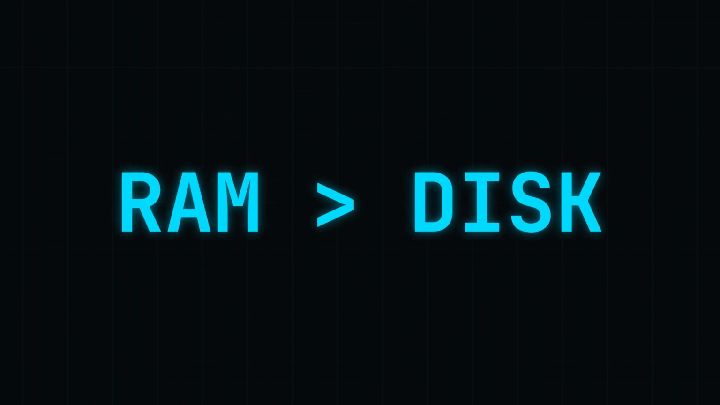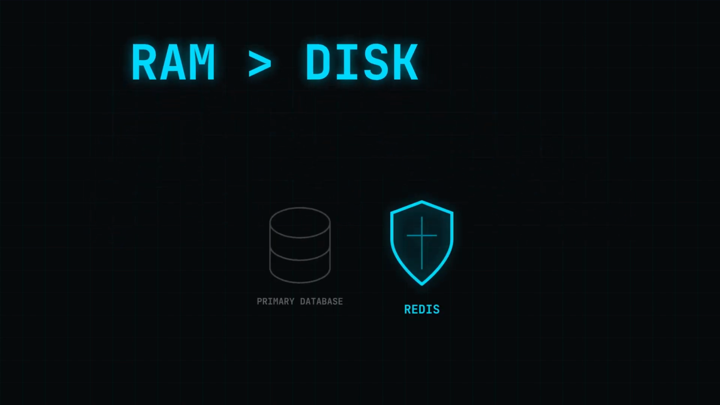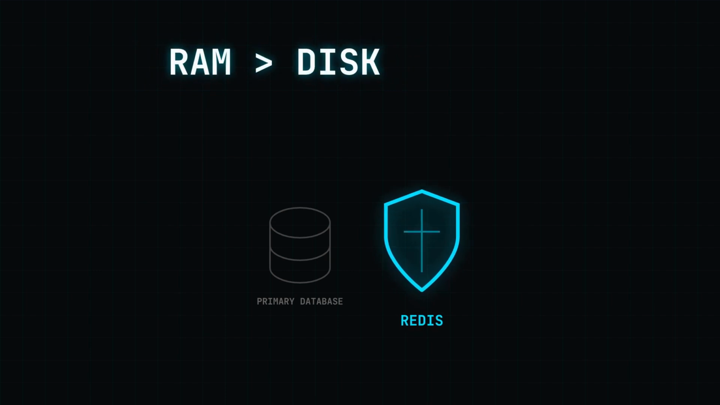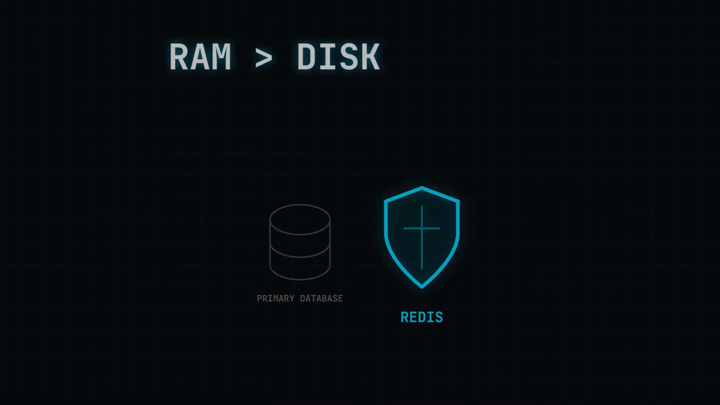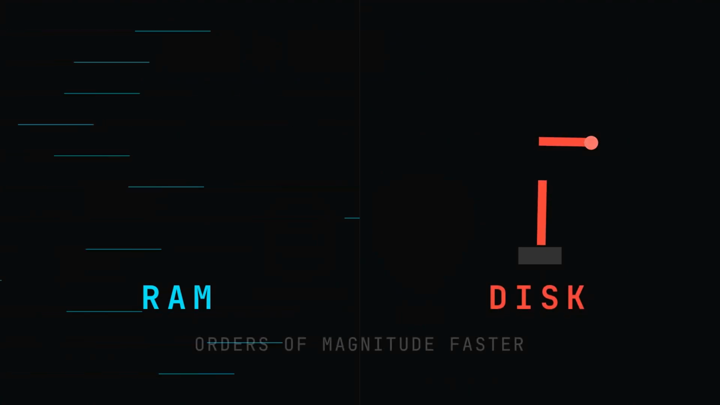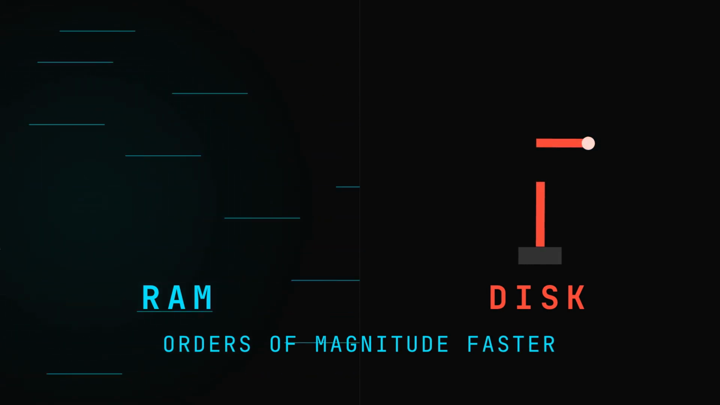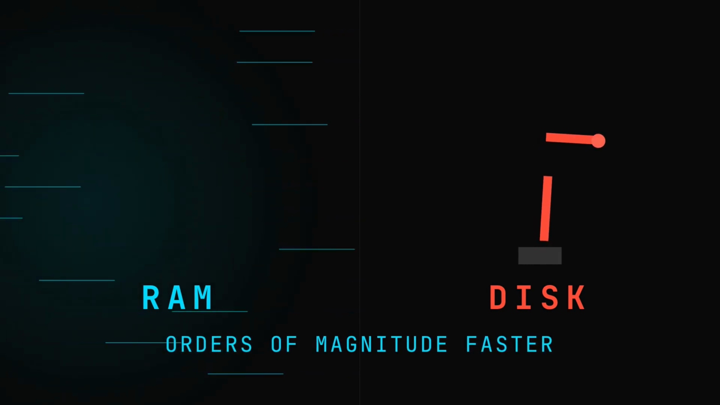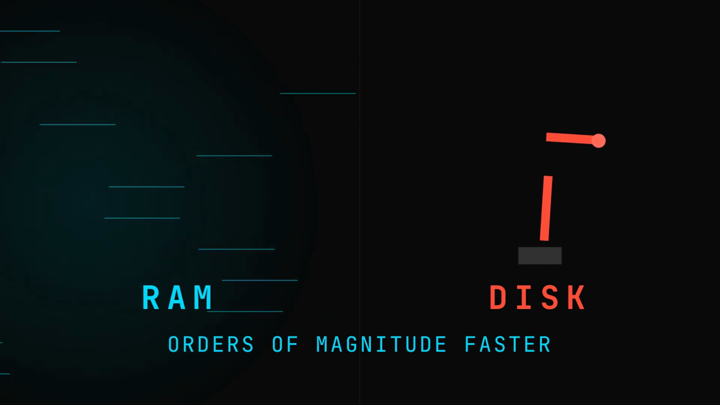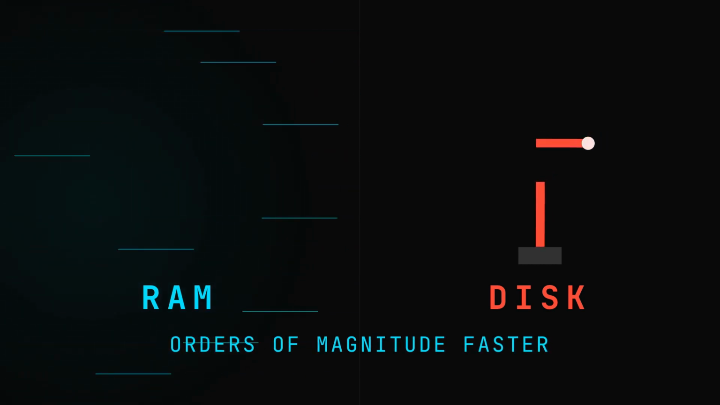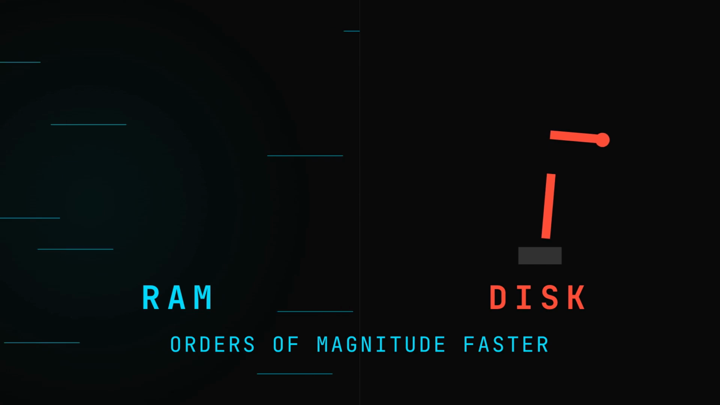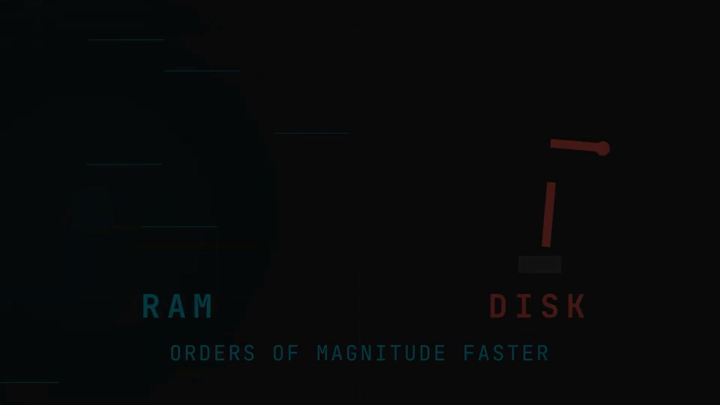The core secret to Redis's blazing speed is simple. Unlike traditional databases that live on the disk, Redis keeps all its data entirely in the system's random access memory, or RAM. Because reading from RAM is orders of magnitude faster than reading from a disk, Redis can handle hundreds of thousands of operations per second with sub-millisecond latency. It acts as an ultra-fast caching layer sitting right in front of your primary database.